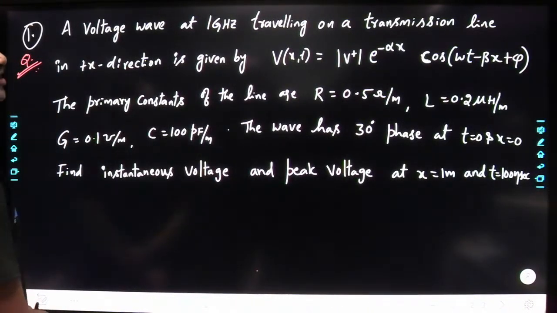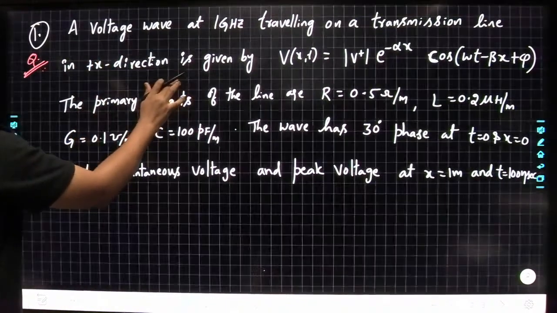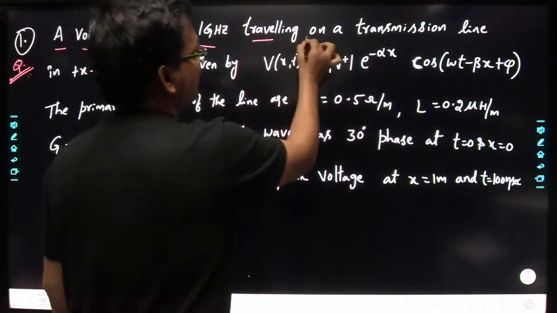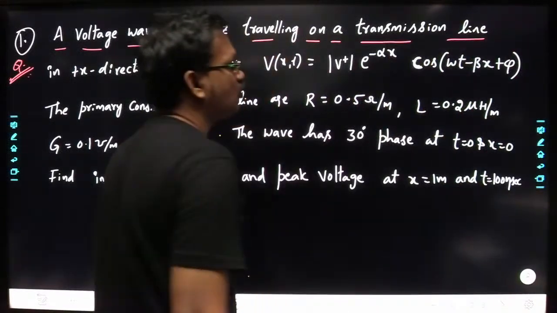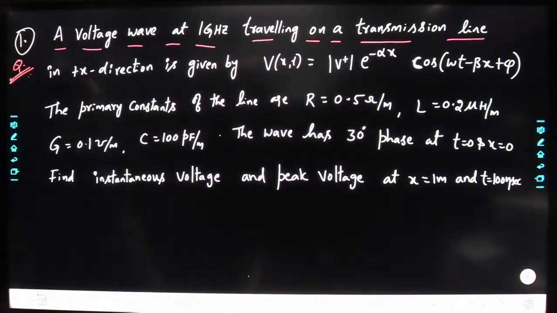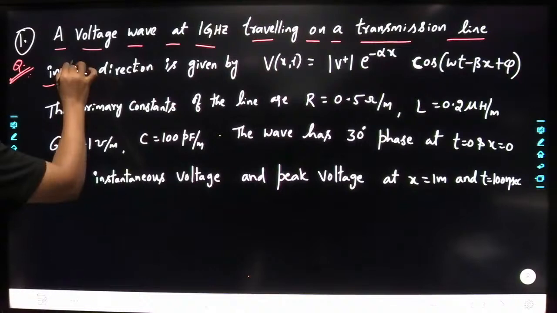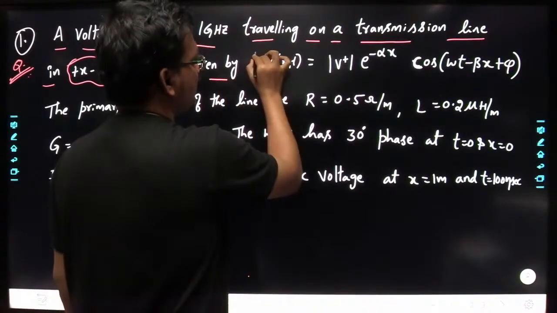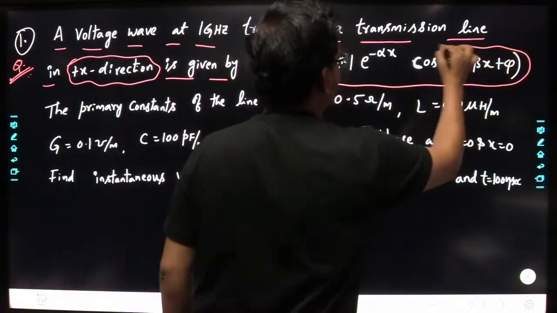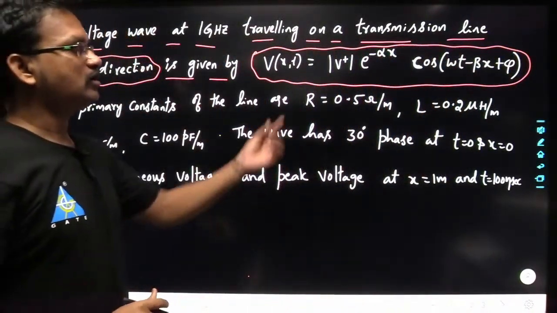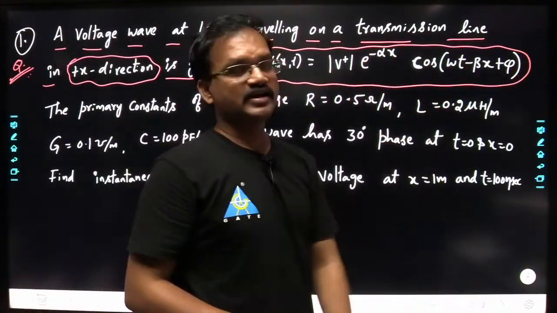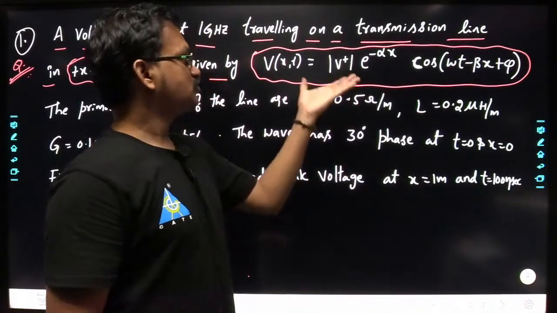See here, what is the question they are asking: a voltage wave of 1 gigahertz is traveling on a transmission line in positive x direction, given by V of x comma t equals V plus into e power minus alpha x into cos of omega t minus beta x plus phi. Understood? Okay, so this is how they have given it.